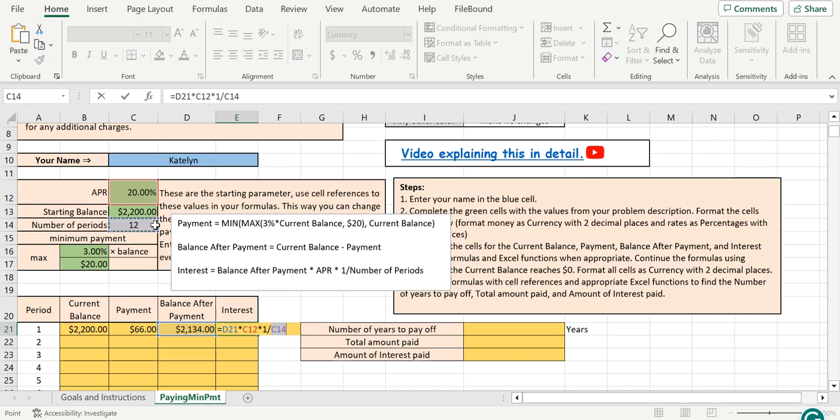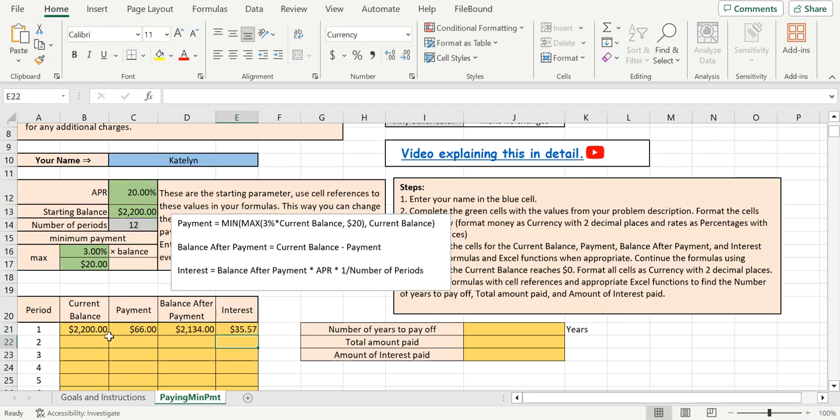Now in this formula, the APR and the 12, the number of periods, are going to stay the exact same in all of the formulas. So we want to lock the cell references to the APR and then lock the cell reference to the number of periods because they are the exact same. We will not lock the cell reference to the balance after payment because we want that to constantly update as we move down the table.